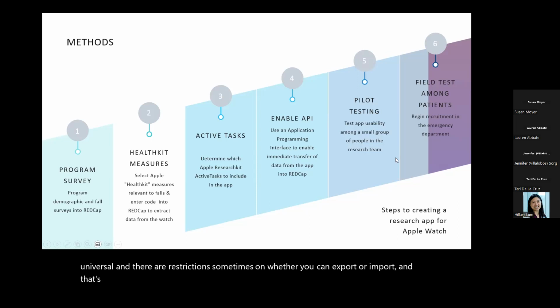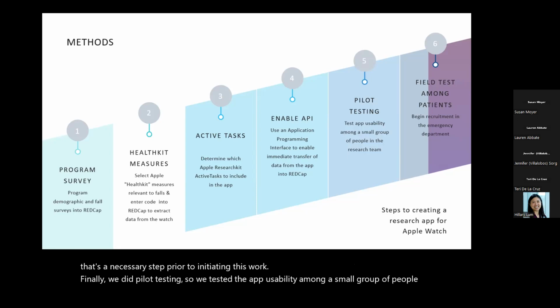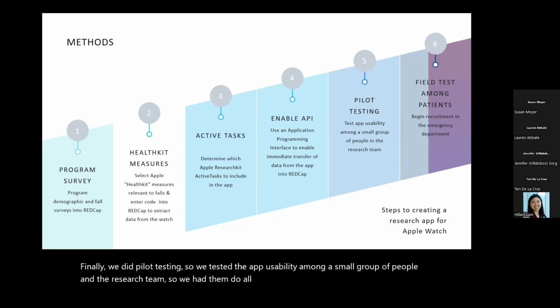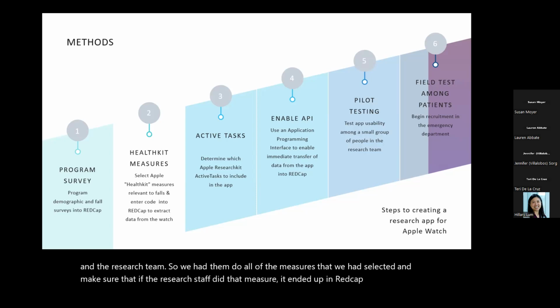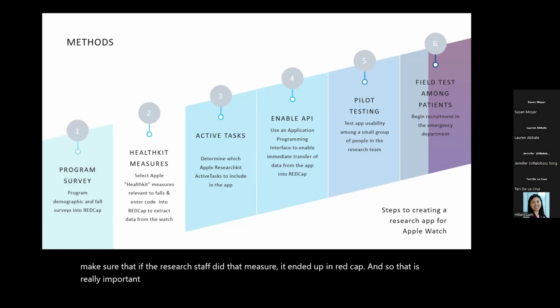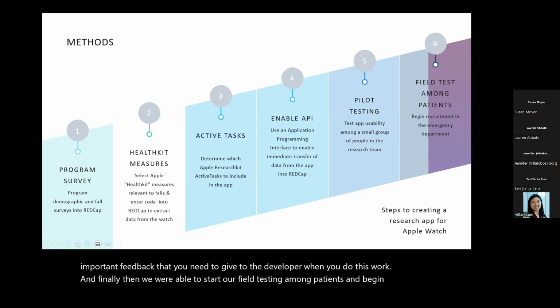Finally, we did pilot testing. So we tested the app usability among a small group of people in the research team. So we had them do all of the measures that we had selected and made sure that if the research staff did that measure, it actually ended up in REDCap. And so that is really important feedback that you need to give to the developer when you do this work. And finally, then we were able to start our field testing among patients and begin recruitment in the emergency department.